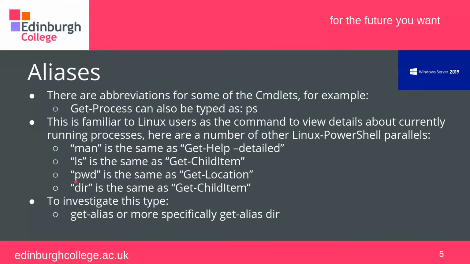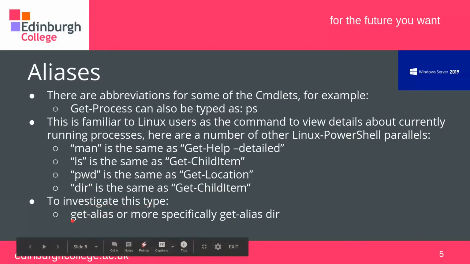So pwd is the same. It's just an alias of Get-Location. ls is Get-ChildItem, as I showed you. man is Get-Help. dir is the same as ls up here. I should probably have those two beside each other, to be honest.